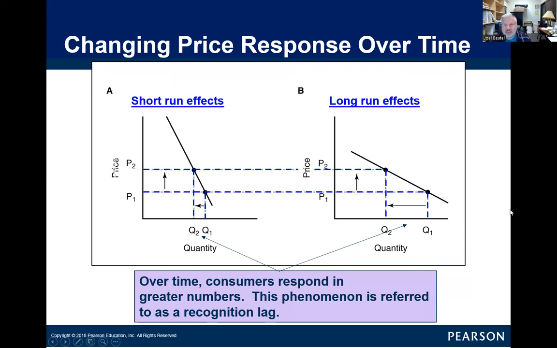So this is the changing price response over time. Remember at the beginning of this presentation, I said that one of the things we can look at as economists is that as time changes, goods become more elastic. Demand becomes more elastic because consumers have time to respond. This becomes what's known as a recognition lag. When price initially changes, people don't know what to do, so they keep buying what they've been buying. As the price sustains at a higher level, let me give you a real world example.